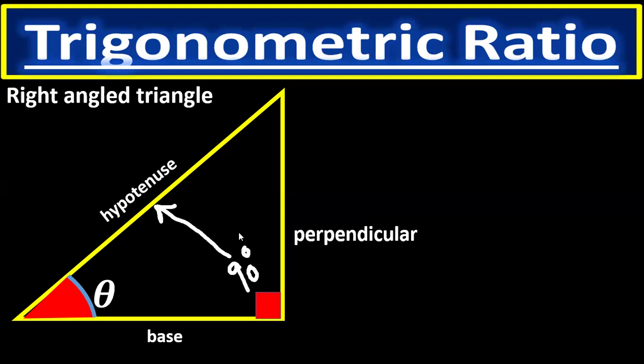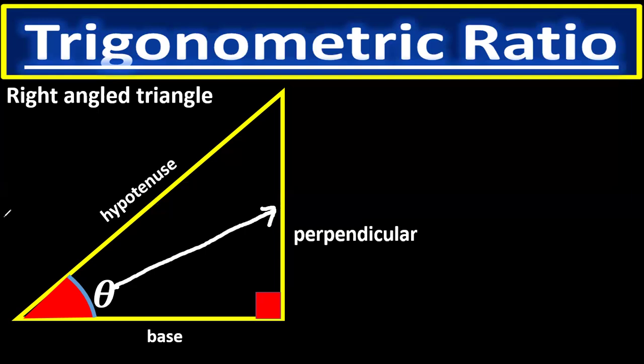Next is the side opposite to the angle. This angle is given. So the side opposite to the angle theta, this is the opposite side. The side opposite to angle theta is considered the perpendicular. So the side which is opposite to angle theta is called the perpendicular.